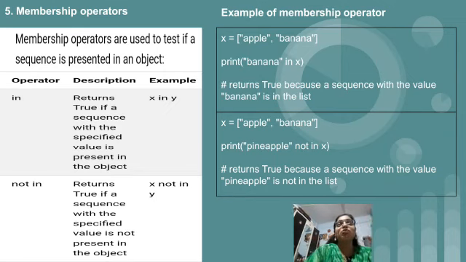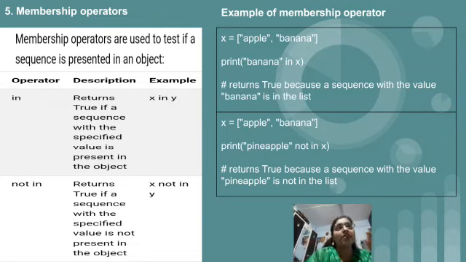So we have two membership operators. The first one is in and the second one is not in. In the first example, of in, we have x as a list which contains two items, apple comma banana. Now we are checking whether banana is present in x or not. For that we can write print in round brackets, banana, which is a string element, so we write it within double quotes, in x.